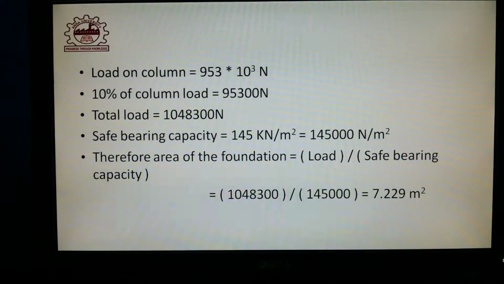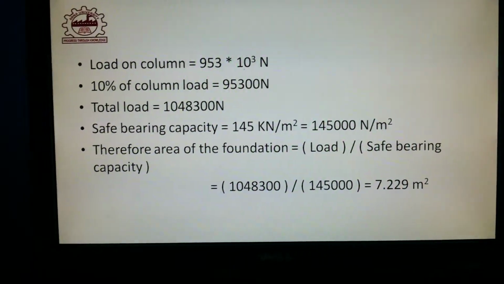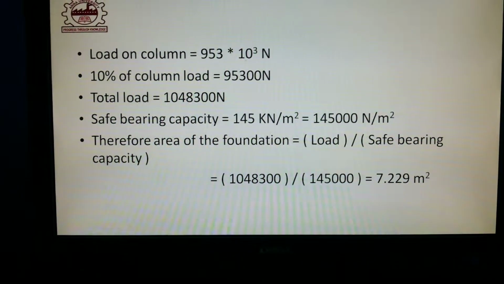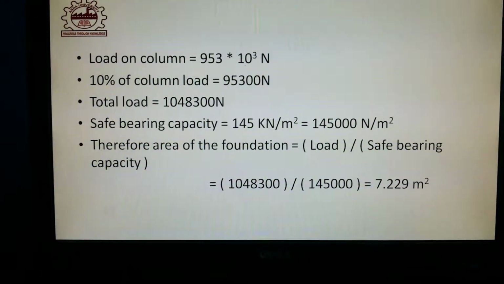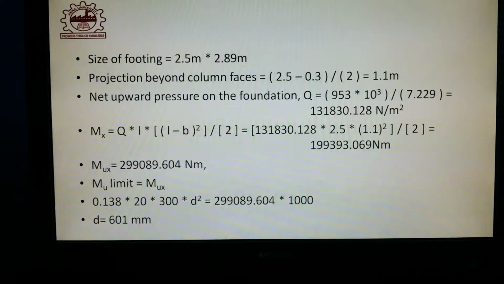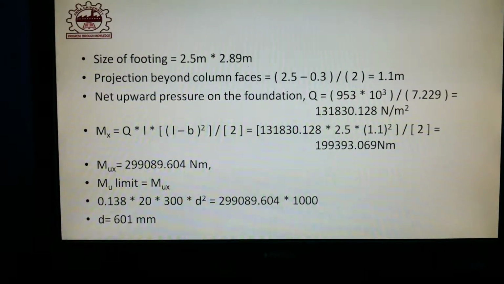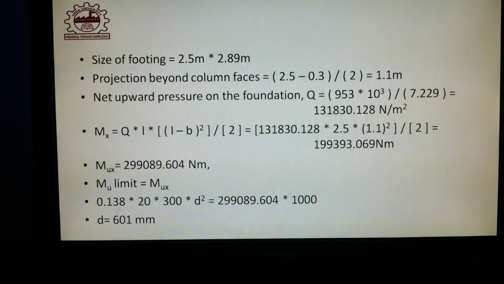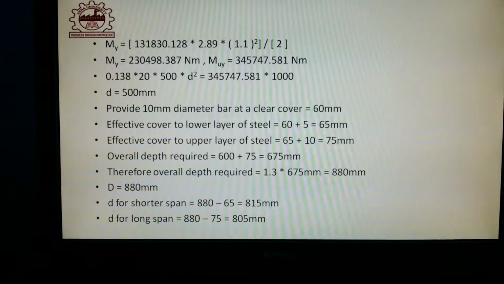Load on column has been taken as 953 into 10 to the power of 3 Newton. Hence the total load on column is 10,48,300 Newton. The area of the foundation has been calculated as 7.229 meter square. The size of the footing has been calculated as 2.5 meter into 2.89 meter. Depth of the footing has been calculated as 880 mm.